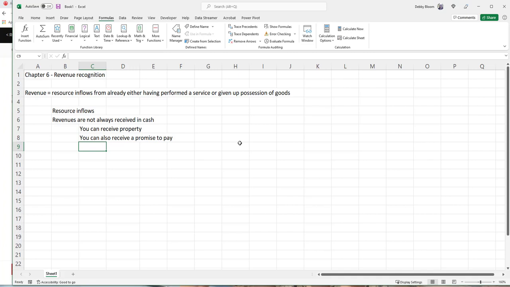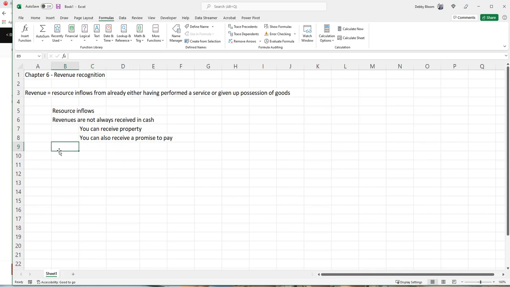I've always had a hard time coming up with the giving up possession of goods but not getting a promise to pay. The best example that I can give of that, if you're a famous fashion designer, and let's say you ask a famous star to wear one of your gowns to the Oscars. So you give the gown to the famous star, but they don't have to pay you. So even though you gave up possession of goods, a revenue doesn't exist because you have no resource inflows. So I hope that makes sense.